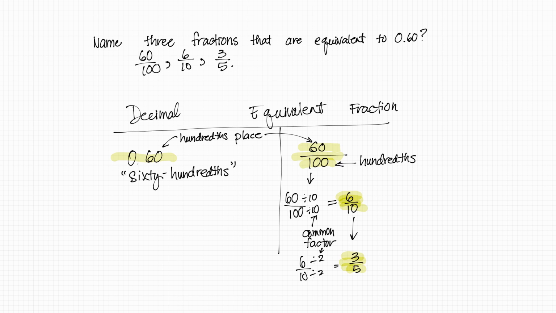You can further create 2 other equivalent fractions by reducing 60 hundredths by a common factor of 60 and 100. In this case, you can start with 10, which is equivalent to 6/10, and then you can further simplify 6/10 using a common factor of 2, and you can simplify 6/10 to 3/5. So you have 3 fractions, 60 hundredths, 6/10, and 3/5, that are equivalent to the decimal 60 hundredths.